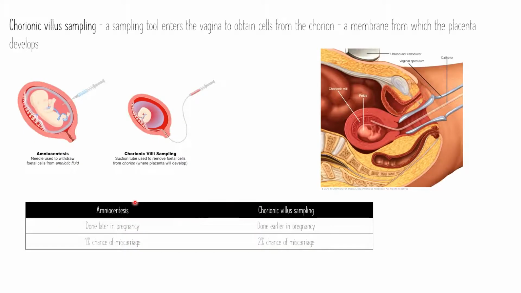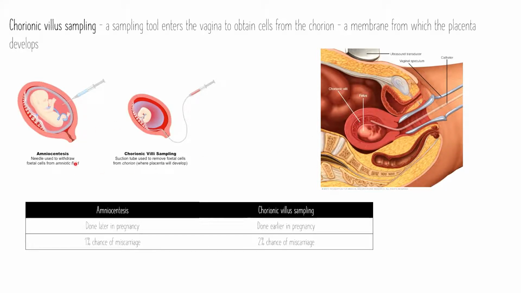There's a second procedure called chorionic villus sampling. It essentially involves a sampling tool which enters the vagina to obtain cells from the chorion. The chorion is one of the membranes from which the placenta develops, and we can see this simple procedure right here.